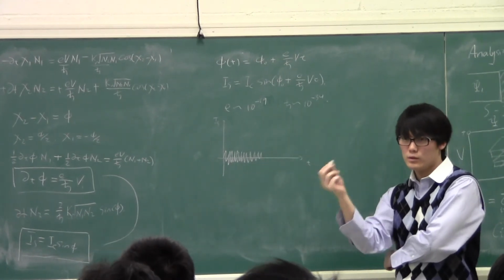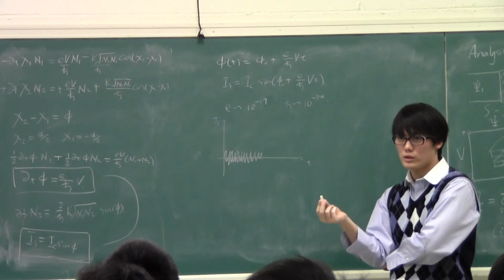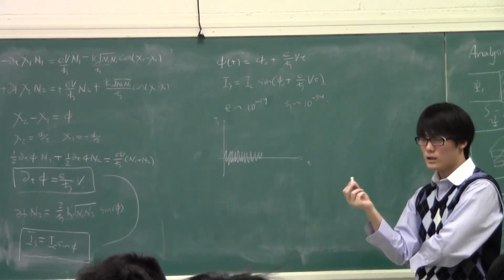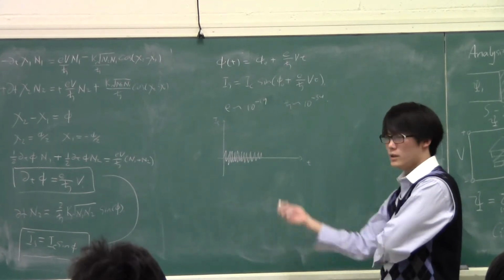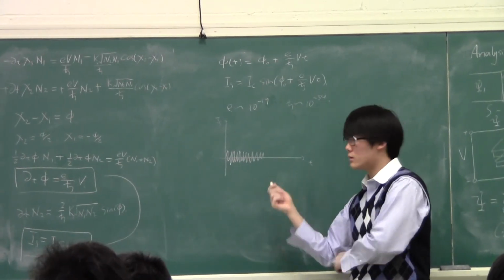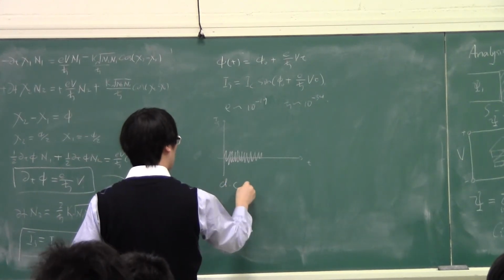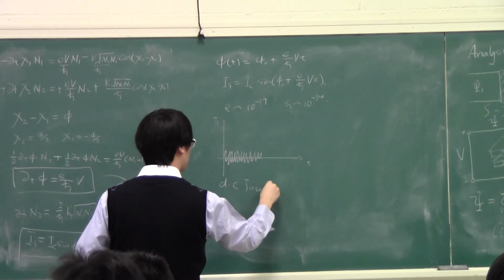So with no voltage drop, there is a persistent supercurrent. But as soon as you add in a constant voltage, the current averages to 0. So that's quite interesting. This is called the DC Josephson effect.